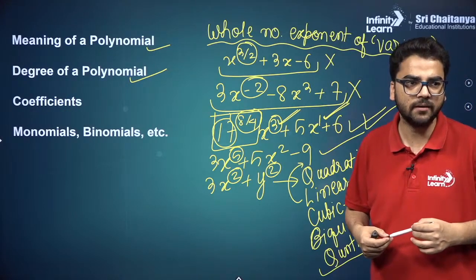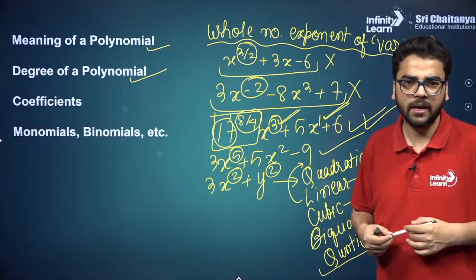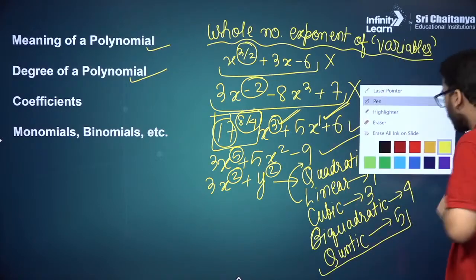I hope it is clear. Don't spam. Yup. A 5-degree polynomial is called a quintic polynomial.